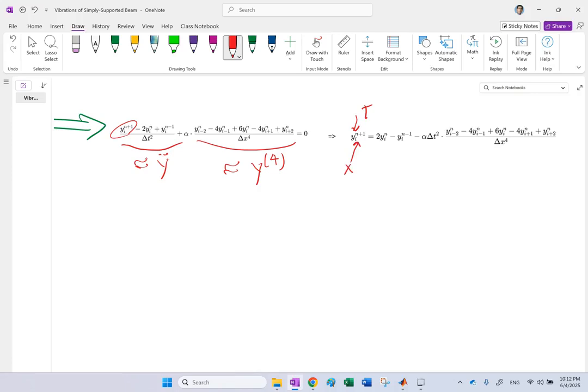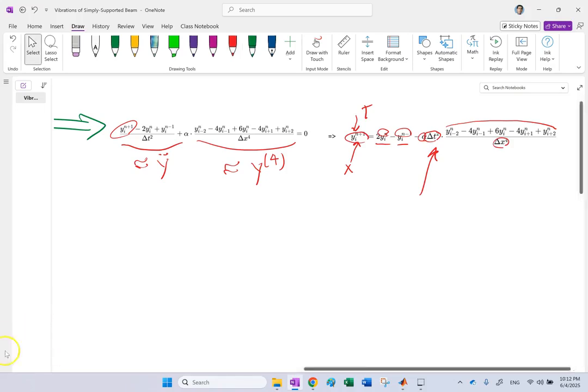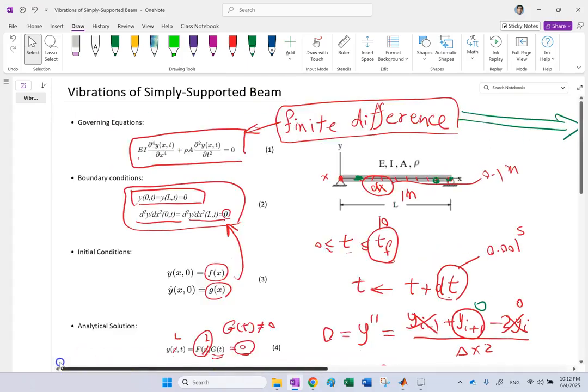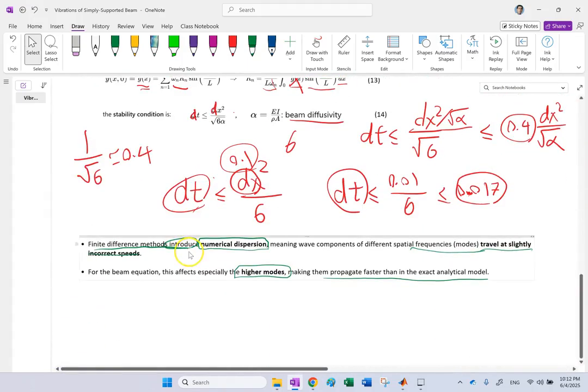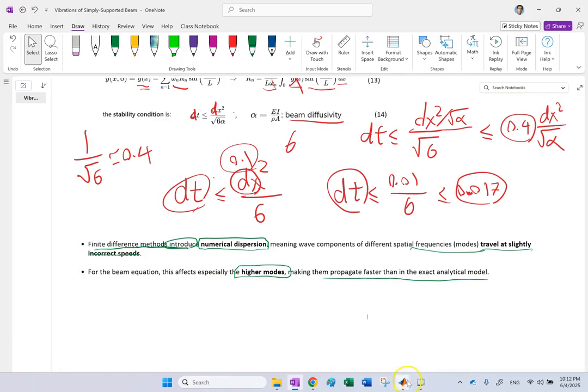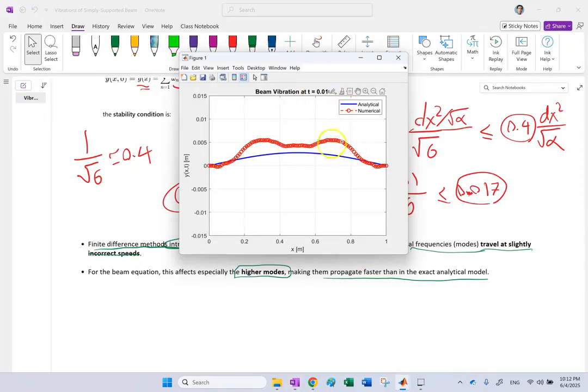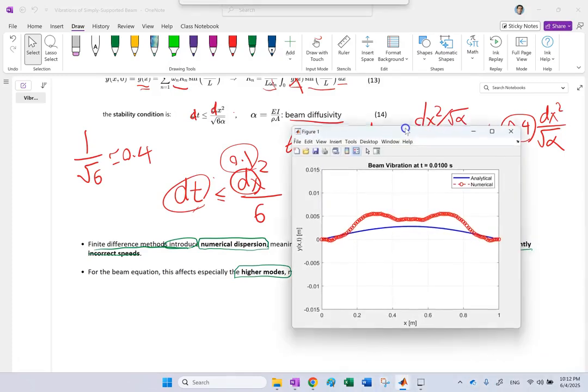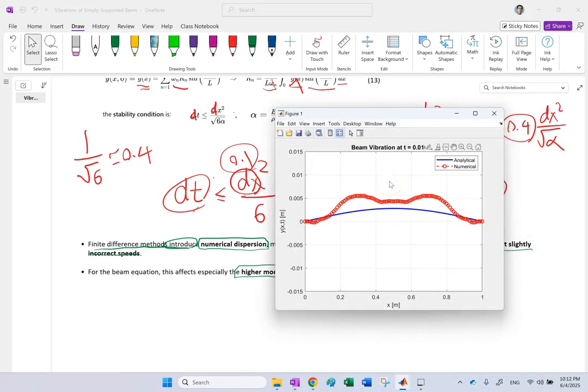Using what you have at the current time point and the previous time point, at that node and the neighboring nodes at that time, and the delta t and delta x and the alpha, you can use this explicit update equation and solve for y of i at n plus 1 and keep doing it in the for loop. But as I told you, there will be some dispersion, which is a wrong speed or a wrong phase between the finite difference or numerical solution and the analytical one.